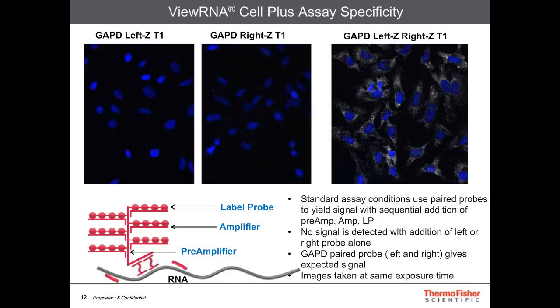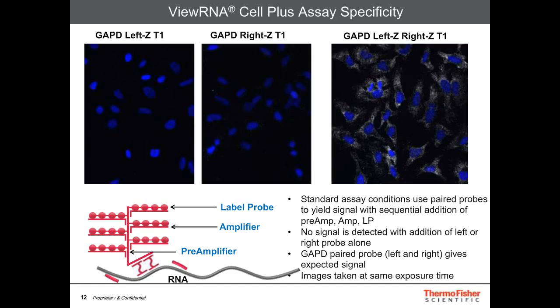If we look at the specificity of the assay, we know that it requires the binding of both of those probes, a probe pair set, to really form the tree structure. In this case, we've looked at the mRNA GAPDH, which is typically a housekeeping gene. It's used a lot for that purpose. And what we've done here is we have taken the left probe and the right probe, and we've hybridized them alone.